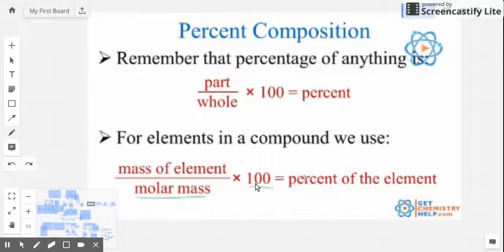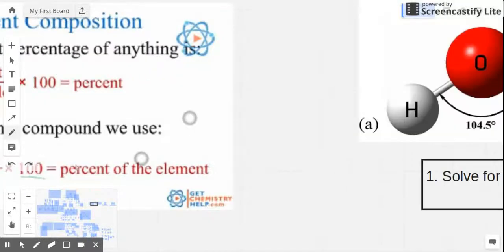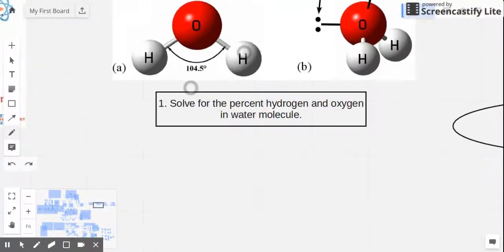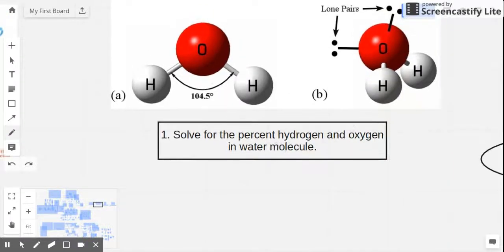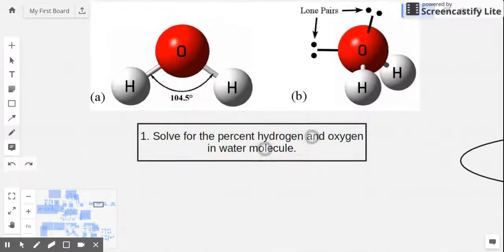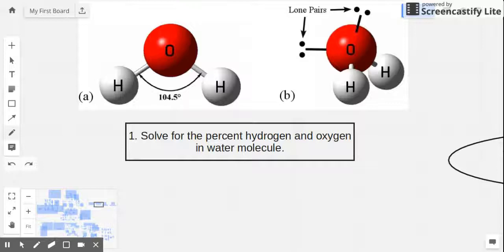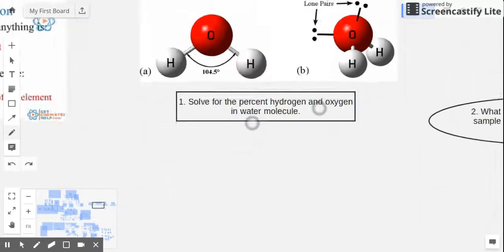So let's illustrate that percent calculation in chemistry through 3 examples here. Let's start with a basic example about water. So we know that water comprises 2 elements, hydrogen and oxygen. And here you're given the bent structure of your water, which has an angle of around 104.5 degrees because water has 2 lone pairs. So let's solve for the percent hydrogen and oxygen in the water molecule.